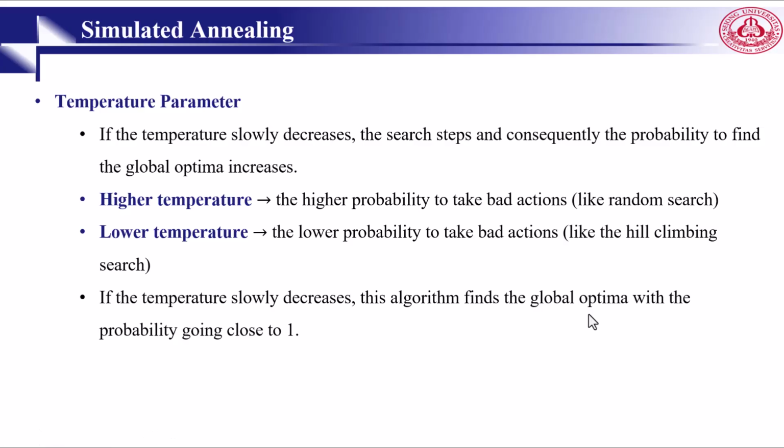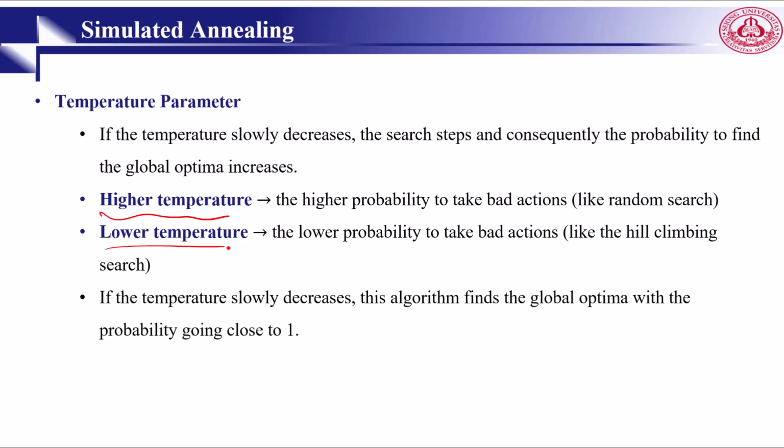Now, let's focus on the temperature parameter in simulated annealing. Temperature controls the balance between exploration and exploitation. In the exploration phase, bad actions are allowed, but in the exploitation phase, bad actions are limited or avoided. When the temperature is high, the algorithm is more likely to accept worse solutions, and this allows it to explore the search space more broadly. It's like a random search.